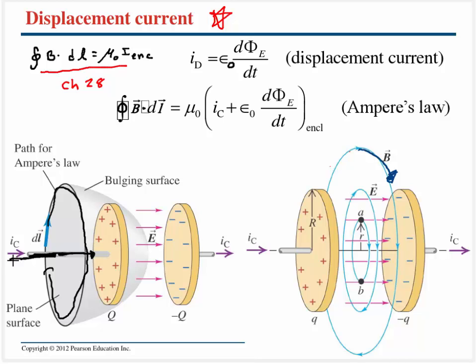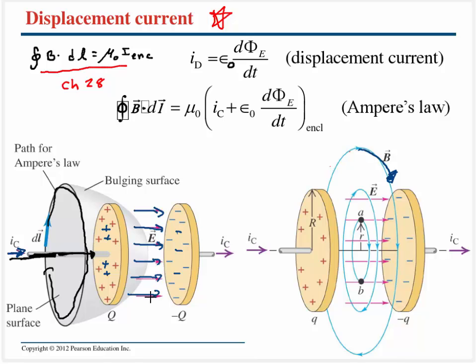Let's think for a second about what drives this current right there. What drives that current is going to be an electric field. That electric field is going to cause more and more positive charge to accumulate on that plate over time, and more and more negative charge to accumulate on that plate over time. So we're going to have a changing electric field inside of that capacitor.